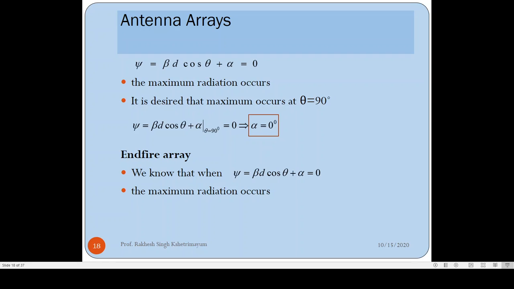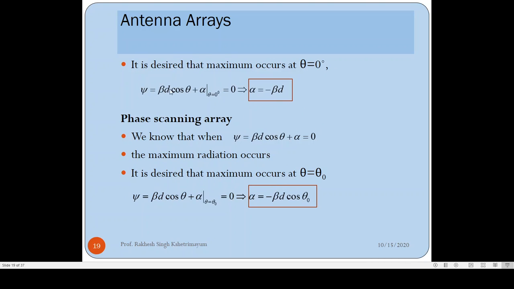Let's say I want to have an end-fire array. End-fire array means I want to have maximum radiation along theta equal to 0. So in that case, you know that maximum radiation occurs when psi is equal to 0. So beta d cos theta plus alpha is equal to 0. Theta is 0 now. In that case, what I need to do is alpha should be equal to minus beta d. So the phase shift I am giving to each antenna element is dependent on alpha. The first one I am giving alpha, the second one I am giving 2 alpha, and so on. That alpha should be decided like this: alpha equal to minus beta d.